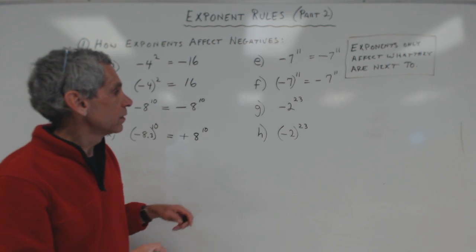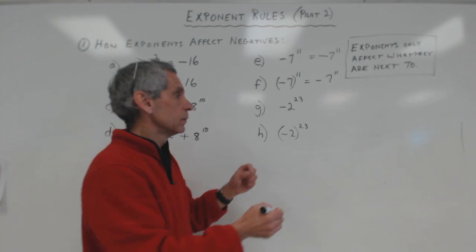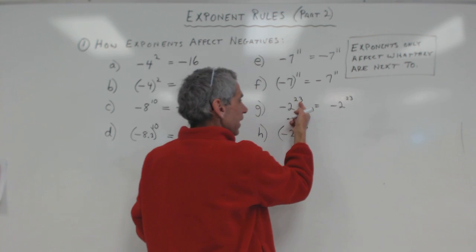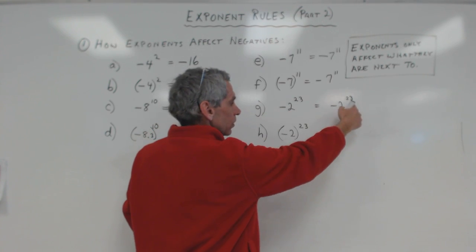Does it make sense? All right, what about this one? What would that be? That would be negative 2 to the 23rd power. Right, negative 2 to the 23rd power, because that does not affect the negative. The negative stays, and then it's just 2 to the 23rd.